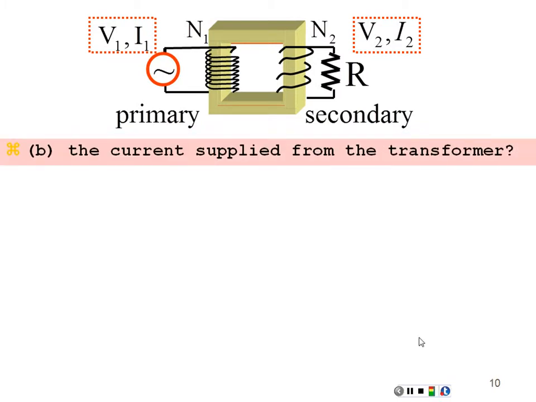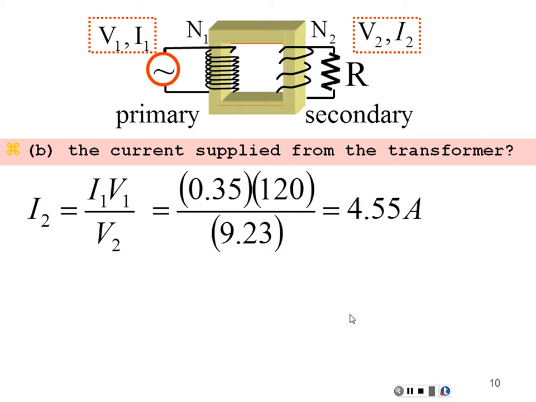What's the current supplied from the transformer? We can use the same ratios. I2 is going to equal I1 times V1 over V2, since our power should have been the same between the primary and the secondary. So I times the voltage should be the same. So we'll have 0.35 amps times 120 volts divided by 9.23 volts will be the current of the secondary, 4.55 amps.